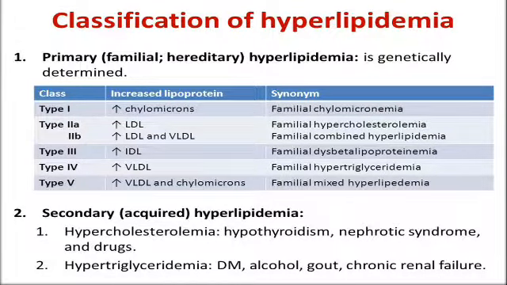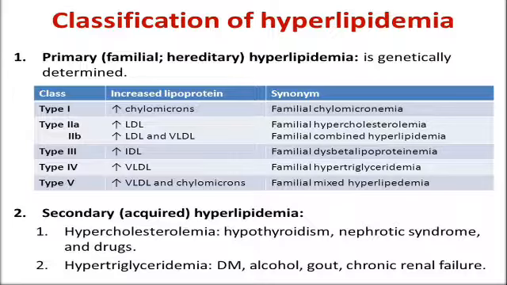So there are two classifications of hyperlipidemia. First is primary hyperlipidemia, which is genetically determined, which means it is hereditary. It has 6 subtypes. First is type 1, known as familial hyperchylomicronemia. Increased lipoprotein is the chylomicrons. Type 2A is familial hypercholesterolemia. Increased lipoprotein is the LDL. Type 2B is also known as familial combined or mixed hyperlipidemia. Increased lipoprotein is the VLDL and LDL.